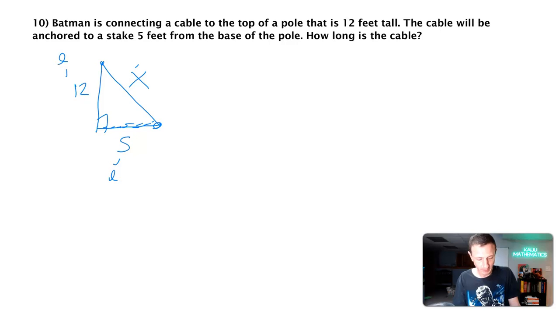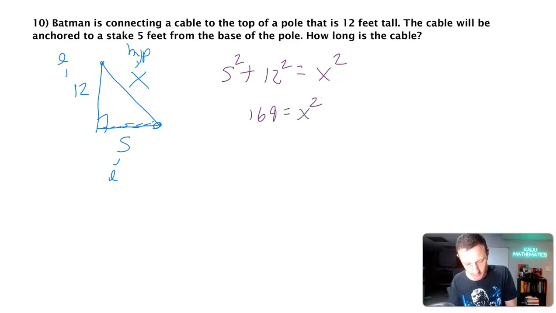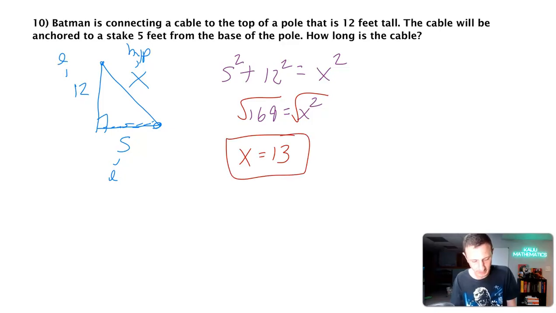So leg, leg, hypotenuse. I know this video is going a little bit long, so I'm trying to keep this relatively short. So leg squared plus leg squared equals the missing hypotenuse squared. 25 plus 144 is 169 equals x squared. Take the square root. That is going to be 13. X equals 13. So the cable is 13 feet long. Pretty tough section, especially with the Pythagorean theorem tacked on to the end of that.